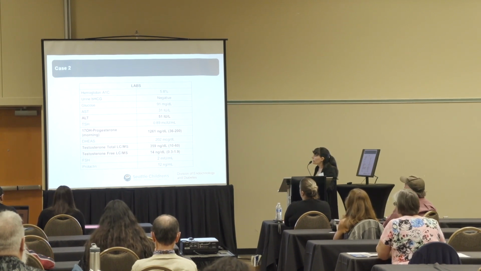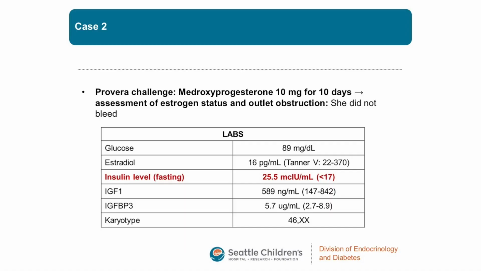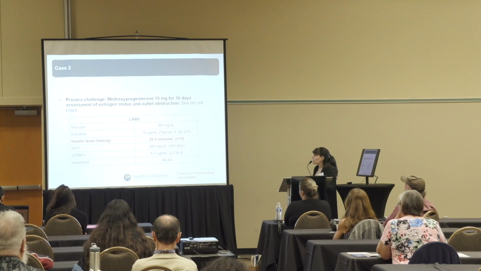Next slide. And so before she came to endocrine, she had a Provera challenge, which is primarily to assess the estrogen in the background, and also to be sure that the outlet has no obstructions. She did not bleed. She had some other testing, including karyotype, that confirmed she was 46,XX. Next slide.